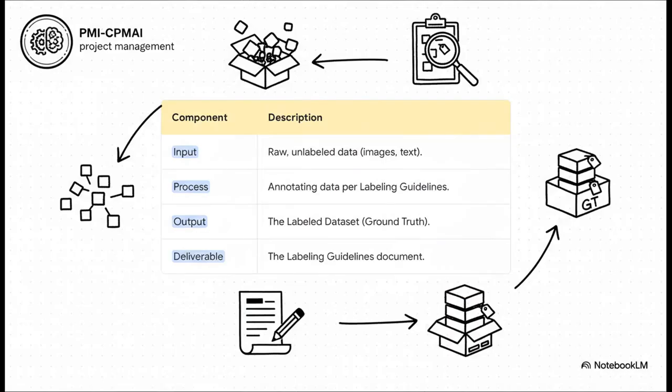So the whole process is actually pretty straightforward when you lay it out. You start with your input, just raw, unlabeled data. Then you apply the process. You tag that data following the strict rules in your labeling guidelines. What comes out the other end is your output, the labeled dataset. And if you did it right, that becomes your ground truth. The key deliverable that proves you had a quality process? That labeling guidelines document itself.